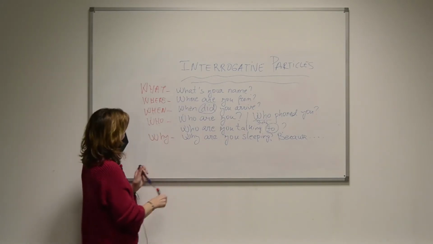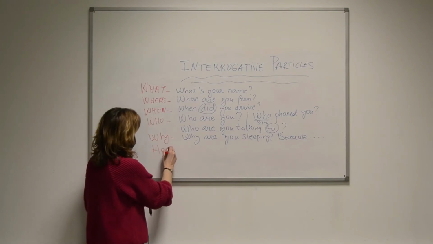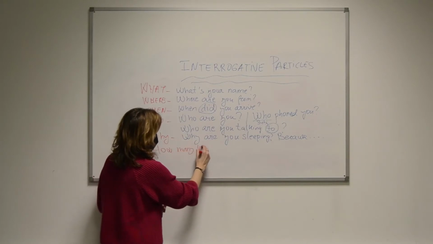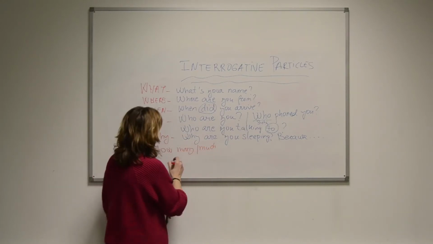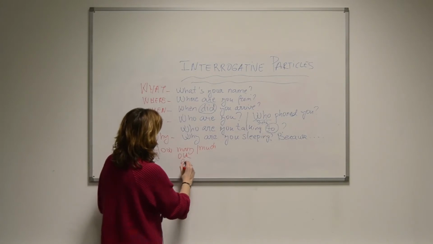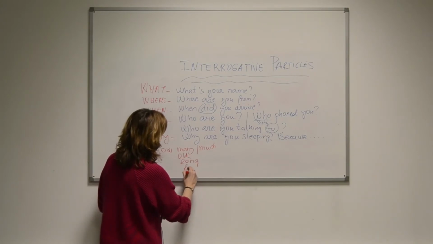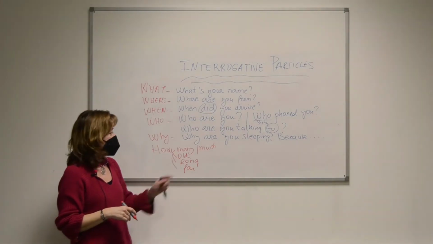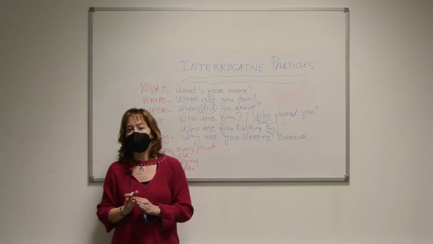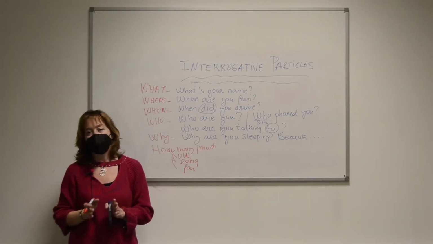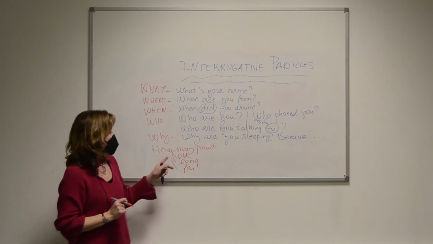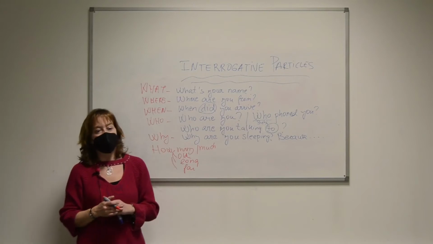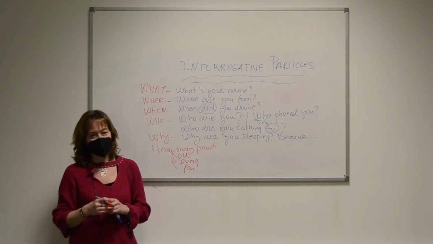Another one is how. How can be followed by many or much: how many, how much, how old, how long, how far. Several words can be added to convey a different meaning. How many is used with things that can be counted, and how much with things that cannot be counted. How old refers to the age of a person. How long or how far refers to distance.